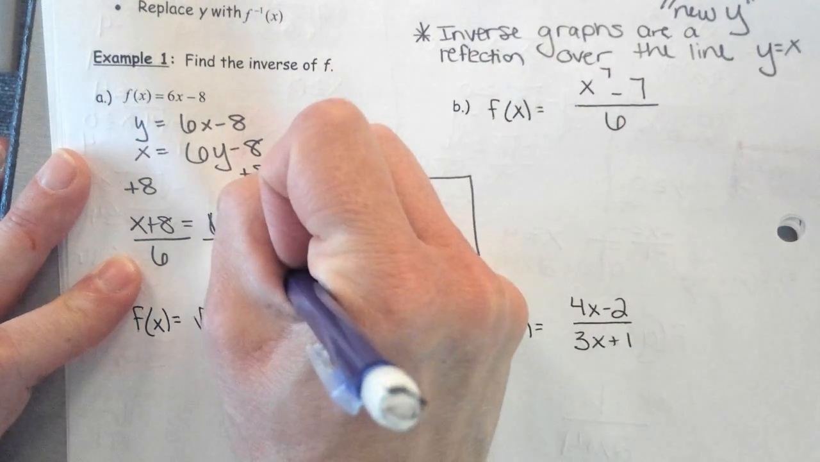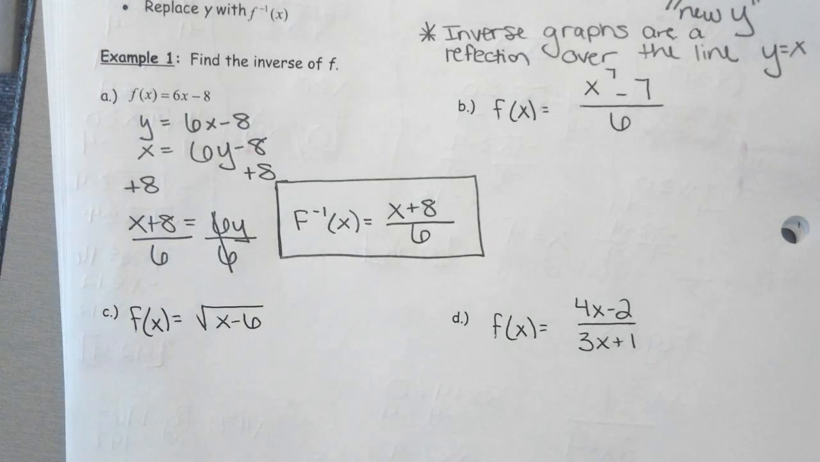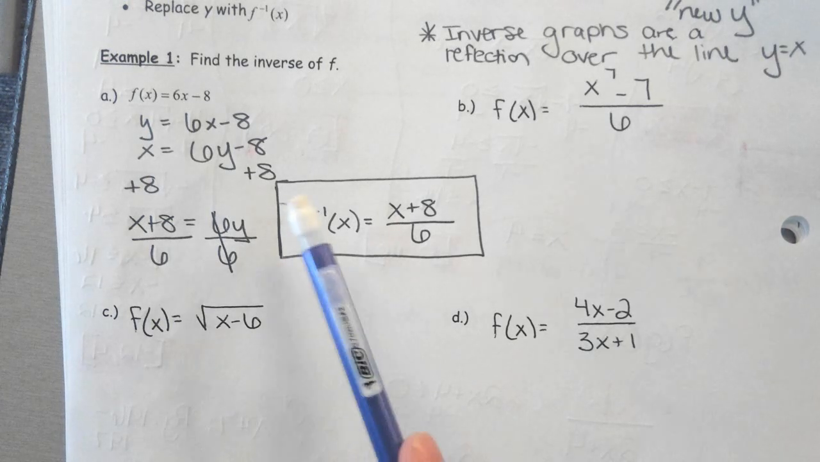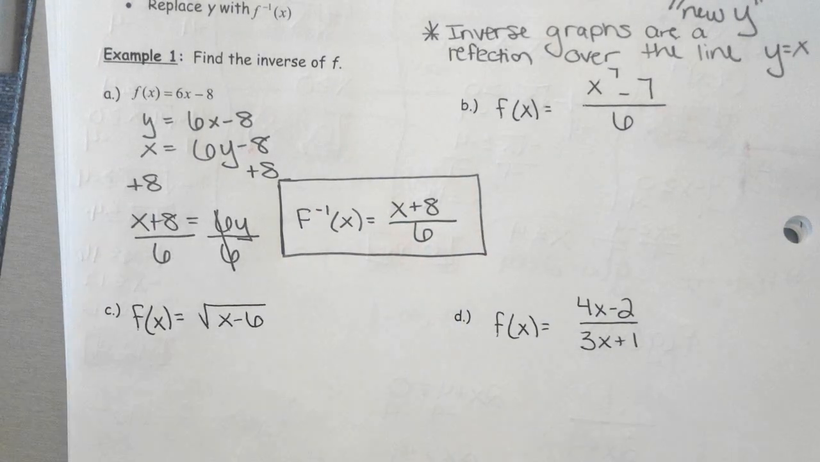Now, someone in second hour said, if I leave it as y equals, is that okay? Yes. I just want to make sure that I'm showing you this notation as well. So if you had y equals x plus 8 over 6, I would still give you full credit for that. I'm not quite that picky on this part, but again, I want you to know what that notation means.